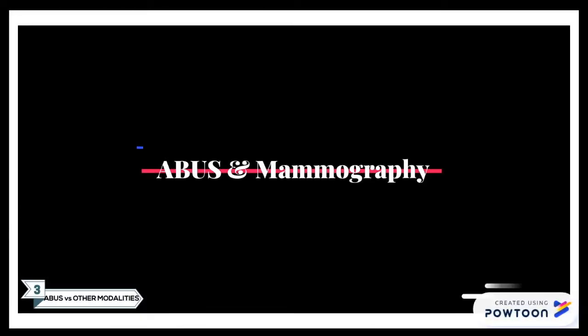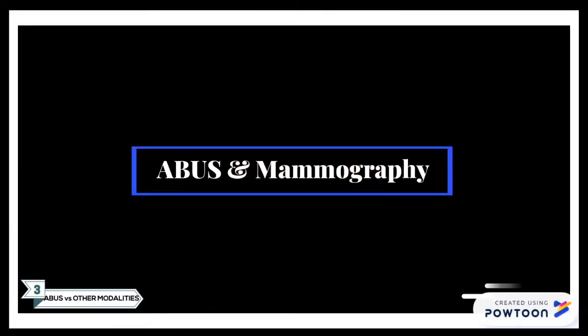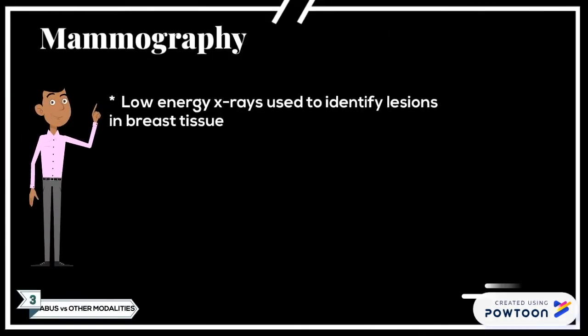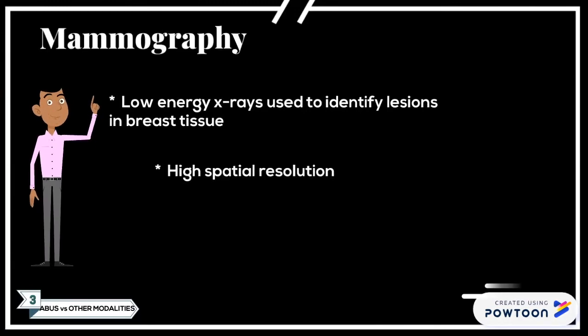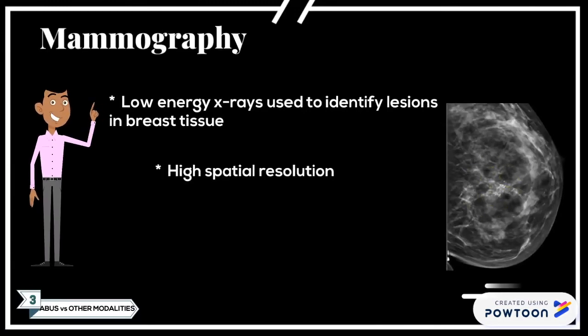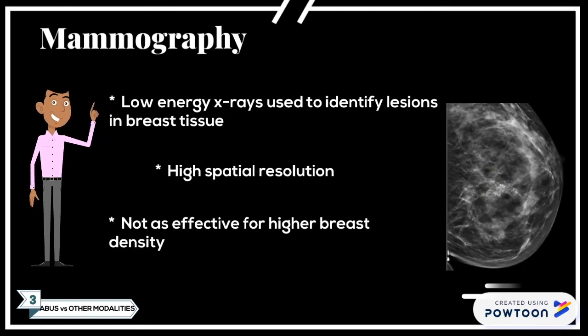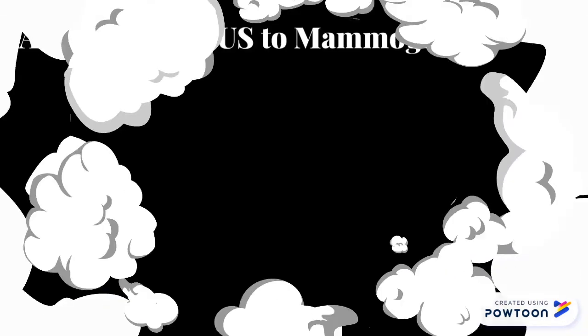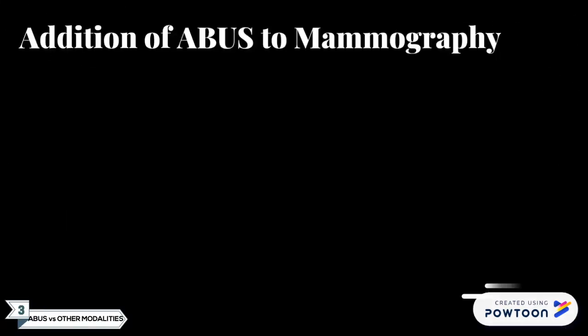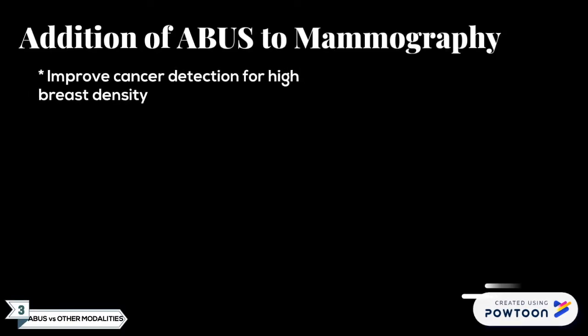Okay, so now we're going to be looking at how ABUS works with mammography. Mammography is a modality that uses low-energy X-rays to identify breast cancers. The benefit is that it has high spatial resolution, however it has a major limitation, which is that it's not as effective when a patient has higher breast density, so this population really needs another modality that works better for them. So mammography has lower sensitivity for patients with dense breasts, which is an area that ABUS can help improve.